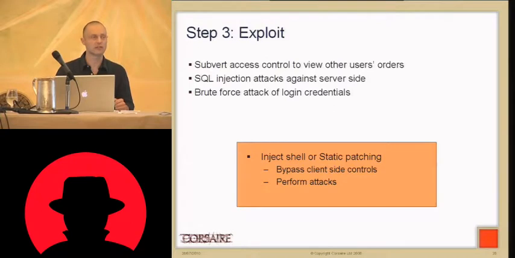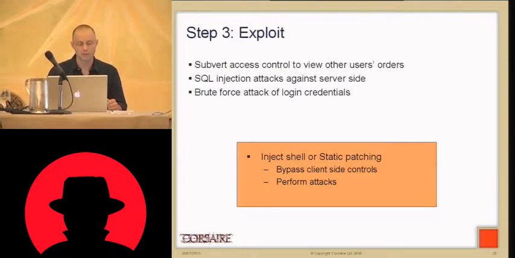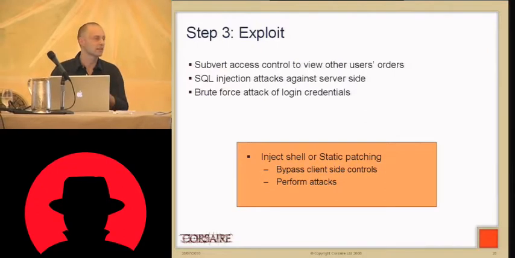We now want to get to the stage where we can call those methods and do whatever we want with them. So we can run those three attack scenarios I mentioned right at the start, which is try and subvert the access control, try and view other people's orders, try and perform SQL injection attacks, and then try and perform automated attacks. And I'll demonstrate two methods, injecting the shell and then doing static patching.